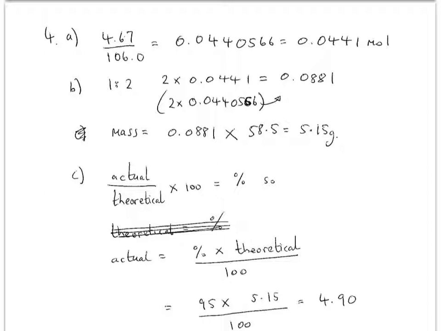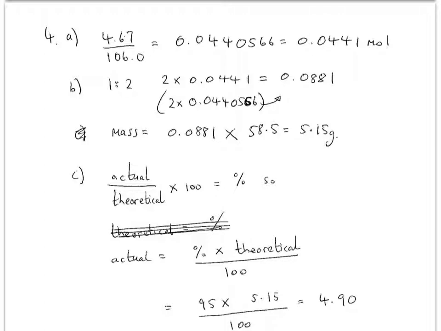Calculate the theoretical mass of sodium chloride. First of all, what's the molar ratio? So 1 to 2. So 1 mole of sodium carbonate forms 2 moles of sodium chloride. 2 times 0.0441 equals 0.0881. I use my whole calculator answer here to get the number of moles. Then we need to calculate the theoretical mass, which is the theoretical moles times the molar mass, gives us 5.15 grams.